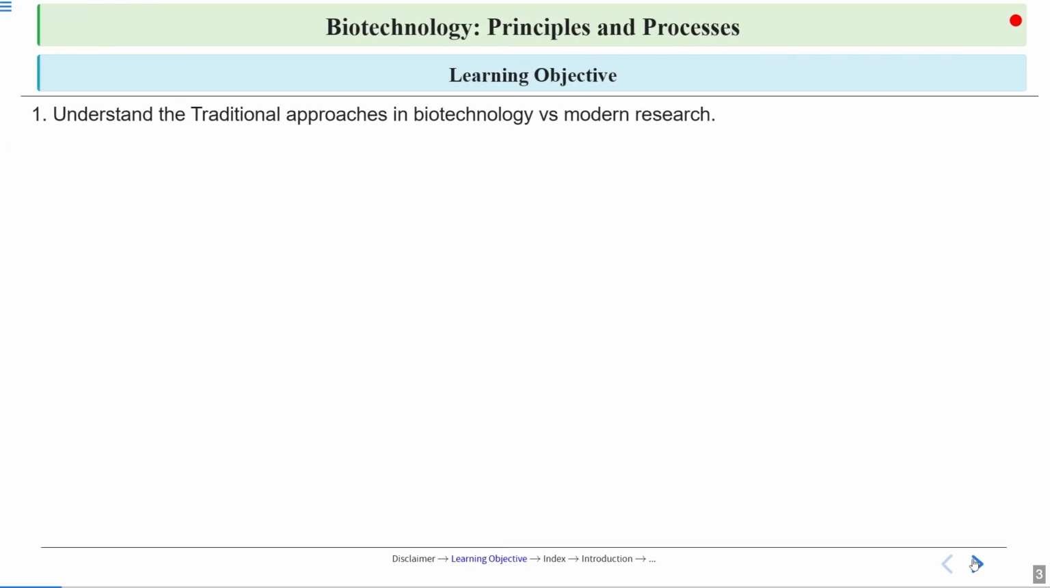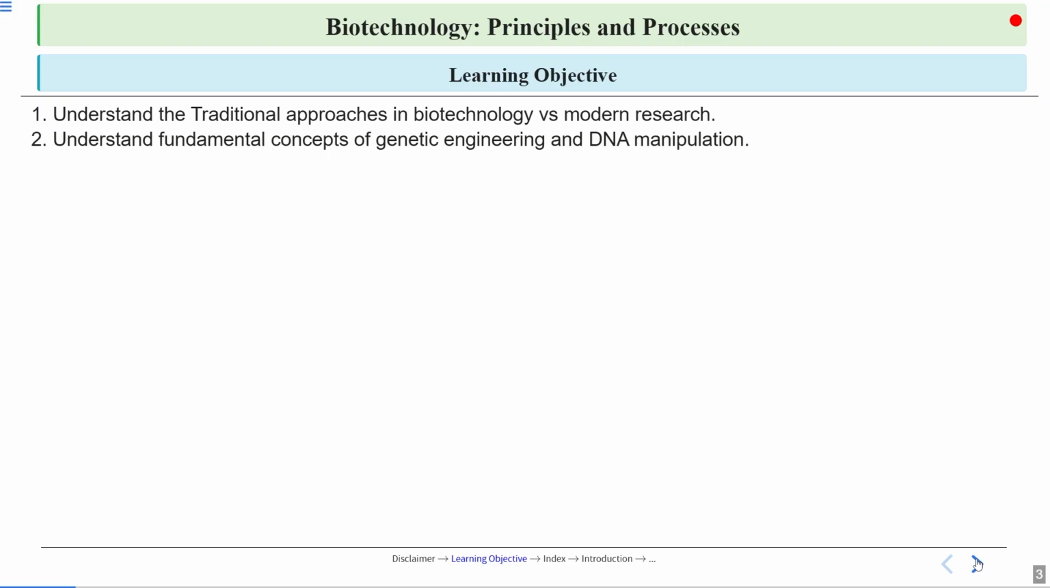So what are going to be the learning objectives of today's class? First, we will understand the difference between the traditional approaches in biotechnology and modern research, and what changes have taken place over the decades, so that today we have become so modernized that we can even make test tube babies.